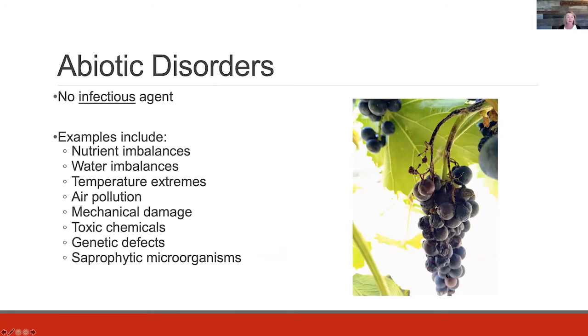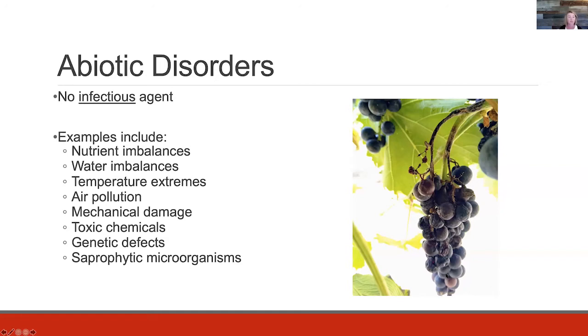So an abiotic disorder is a disorder that's caused by a non-infectious agent. And I underline infectious because sometimes when I talk about two of them, which are specifically related to saprophytic microorganisms, you'll hear people call these a disease, when actually, even though they're caused by a microorganism, it's usually a secondary effect that occurred from some other type of damage to the plant, or in this case, the grape.